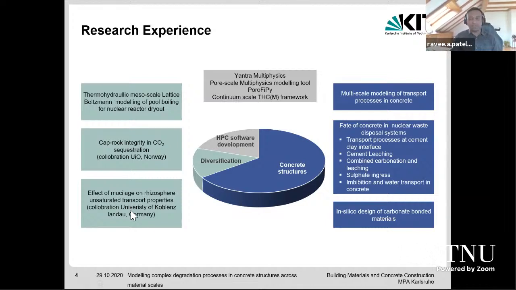Also, I have a current collaboration in Germany where we focus on the effect of water transport properties due to the effect of mucilage, which is in the rhizosphere, how it affects the water transport, because this can lead to hydrophobicity or hydrophilicity near the particle surfaces. And this has a very interesting effect on how the transport processes or water transport evolves in such systems.